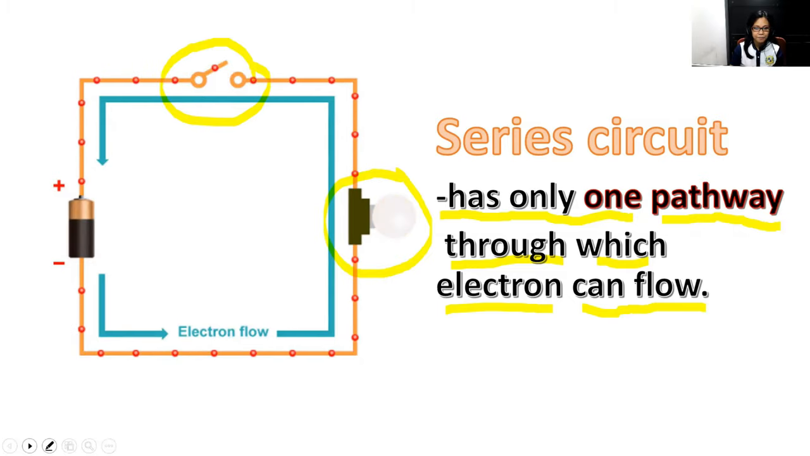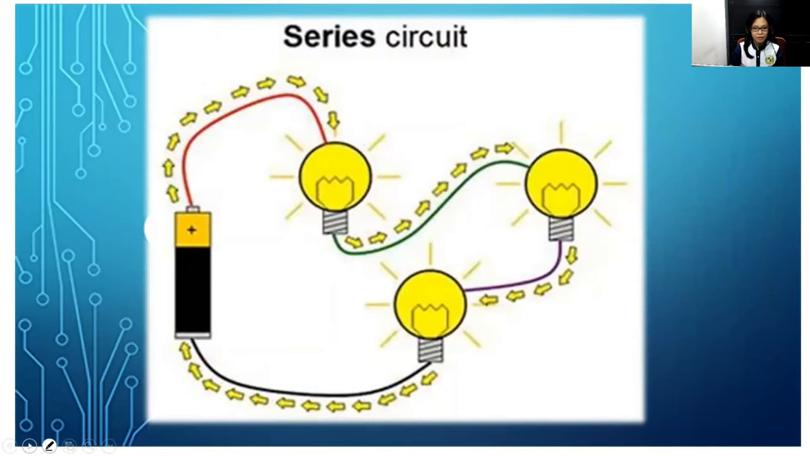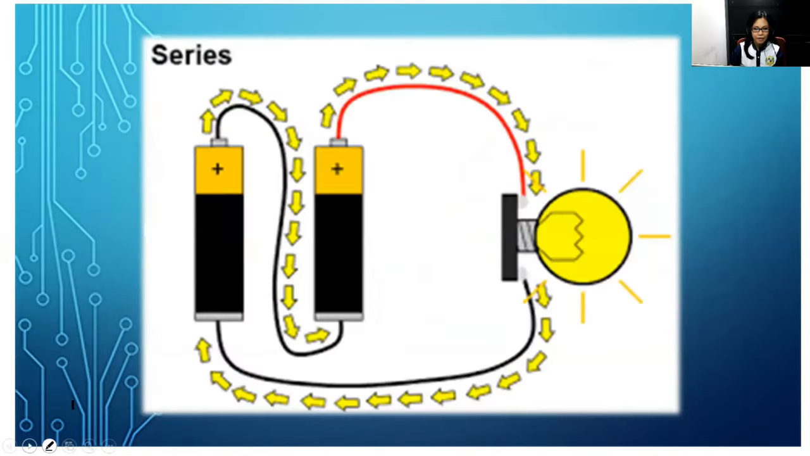All right, next. I have an example of a series circuit. Why is this a series circuit? Because a series circuit has only one pathway through which electrons can flow. As you see here, there is only one way through which electrons can flow. Single loop. That is a series circuit. Here is another example, because only one way. The components are connected one after another. That is a series circuit, because it has only one pathway through which electrons can flow.